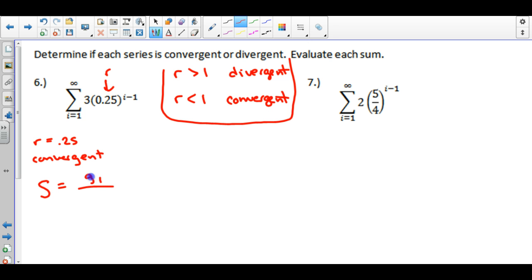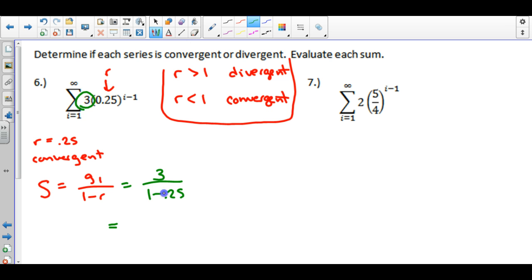The sum formula, we're going to take our first term in this series over 1 minus r. And I love these formulas, they're very short and sweet. You only need 2 pieces of information to work this formula. You need your first term, which again is out front. You don't even have to calculate it. The 3 is right there. It represents your first term, over 1 minus 0.25.